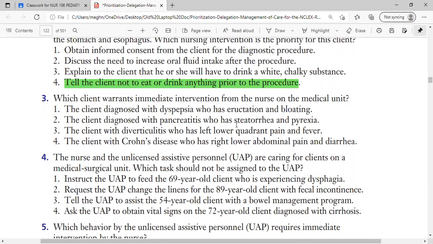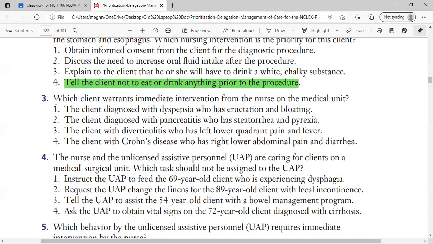And number three, the client with diverticulitis who has left lower quadrant pain and fever. Number four, the client with Crohn's disease who has right lower abdominal pain and diarrhea. So out of four, which is the priority? Which patient is the most important in terms of prioritization?